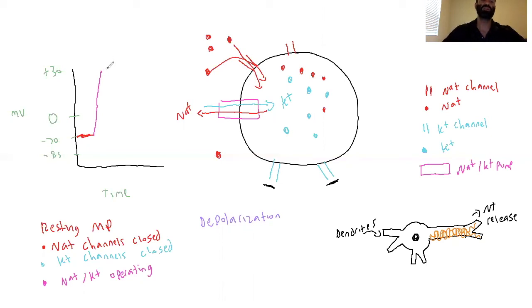But we don't want it to go above plus 30 millivolts. But we'll get to that in a second. Let's just finish our flow chart. So this time, Na plus channel is open. Then we have potassium channels closed still. And the sodium potassium pumps are still operating, but I'm not going to put that down. The cell is going to become positively charged.